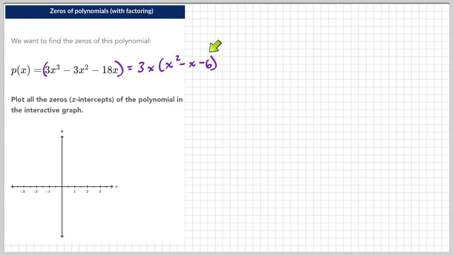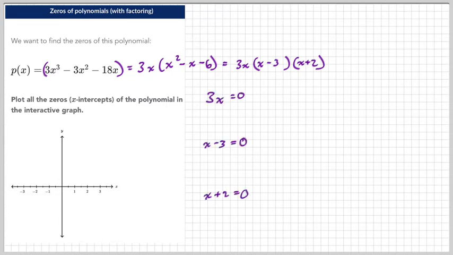What two numbers can you multiply to give you negative 6 and then add to give you negative 1? Yeah, negative 3 and positive 2. And so I can finish my factoring business. Boom! Now I take each of these factors and I set them equal to 0. That's how I'm going to find the zeros.